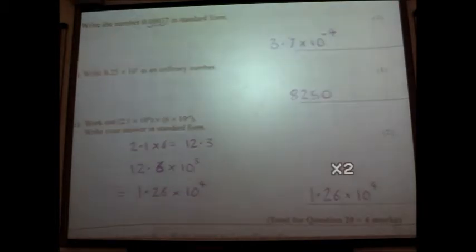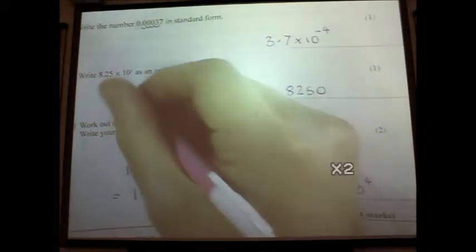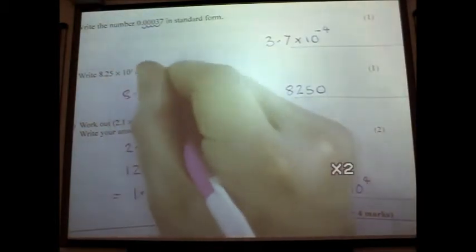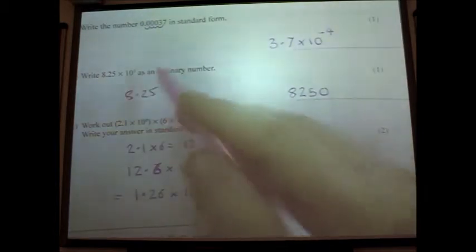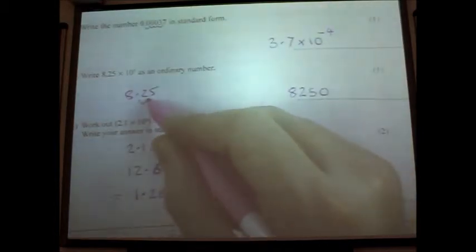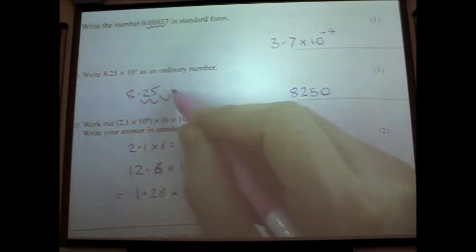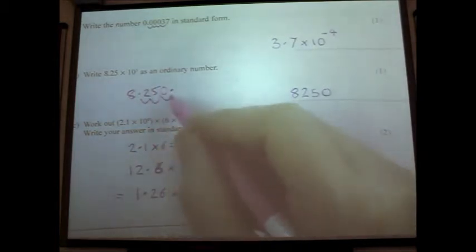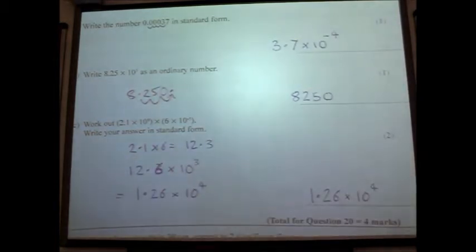Next one, as an ordinary number, what you do, 8.25 and to the power 3. So it goes once, twice, 3 times. So you need to put a point in there. So that would be 8,250.